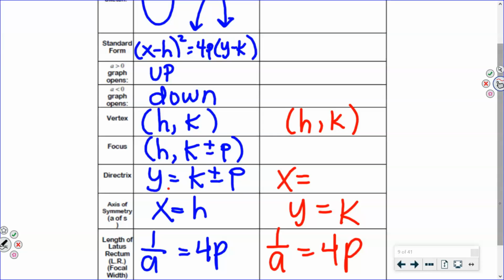And remember, there's sideways movement going on in horizontal parabolas. So if there's sideways movement going on in horizontal parabolas, then this is going to be h plus or minus p. And again, your focus is moving sideways. There's never going to be any up or down movement. Everything's horizontal.